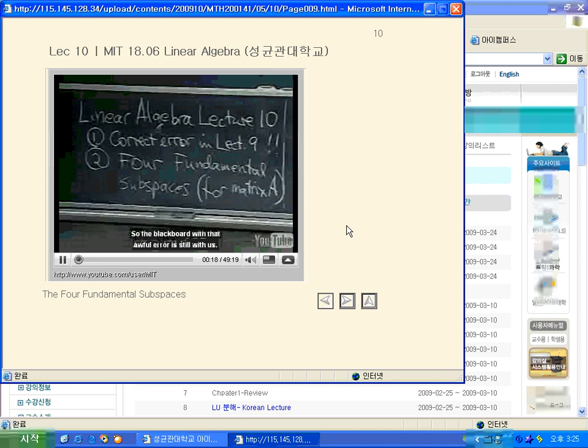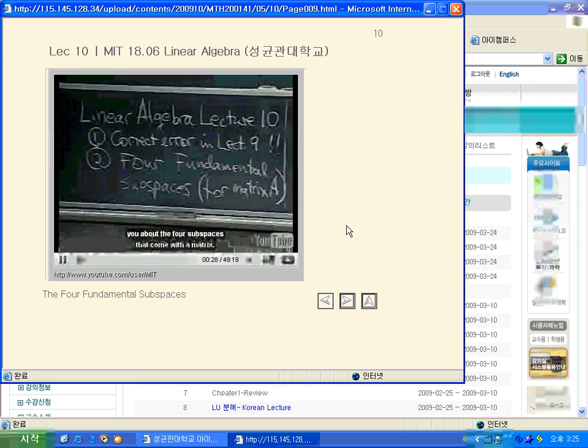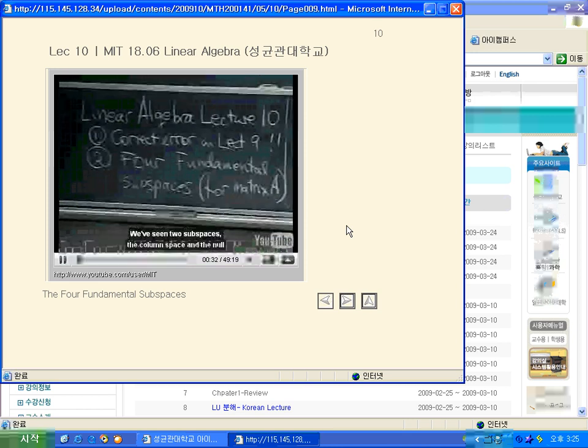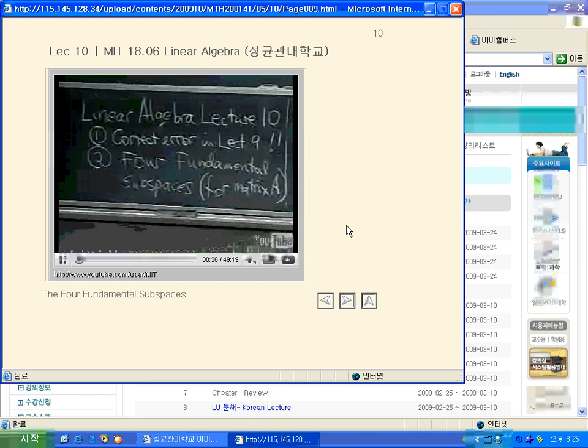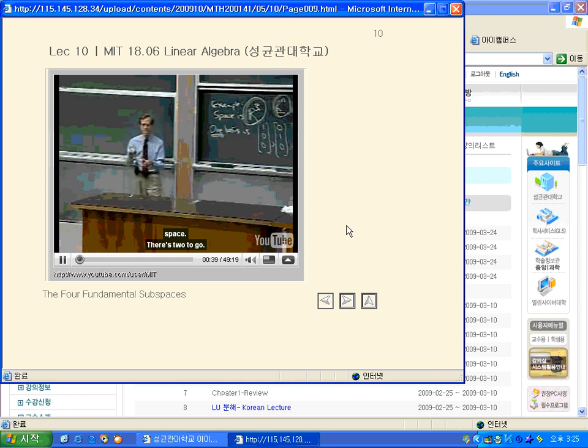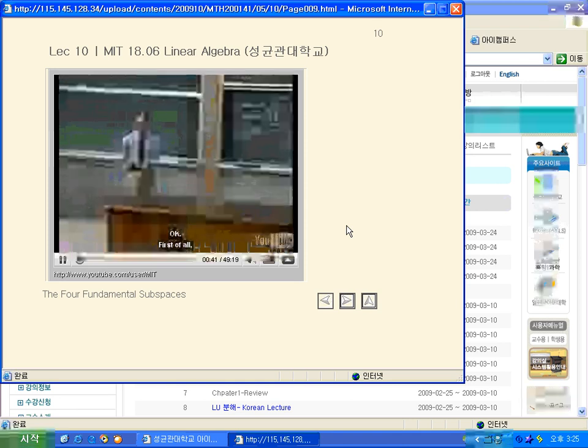One is to correct an error from lecture 9. Space, null space, so the blackboard with that awful error is still with us. And the second, the big thing to do, is to tell you about the 4 subspaces that come with a matrix. We've seen 2 subspaces, the column space and the null space. There's 2 to go. You should listen to this.